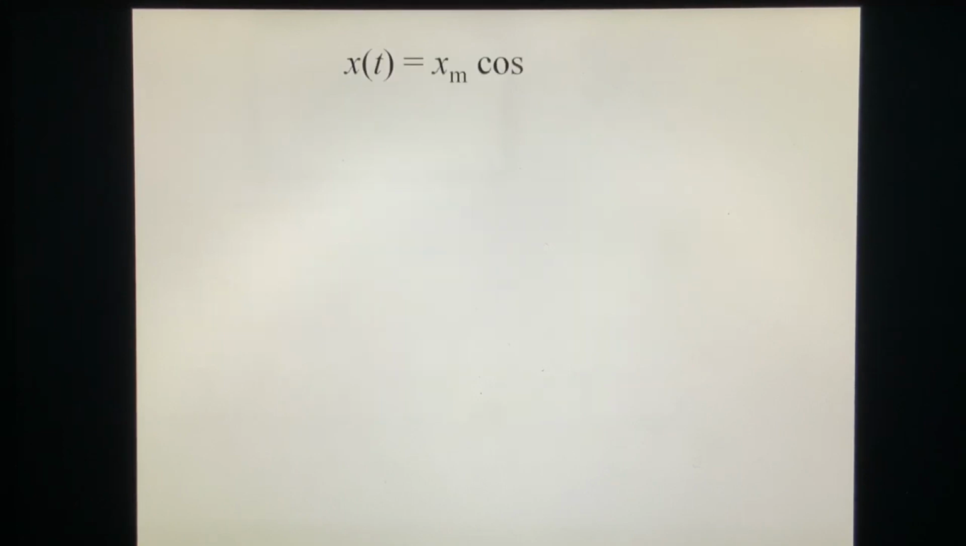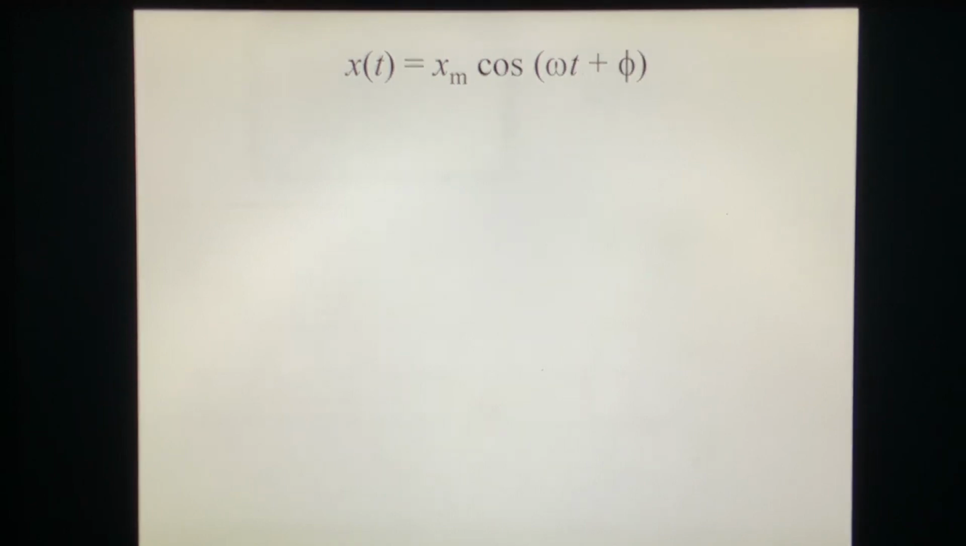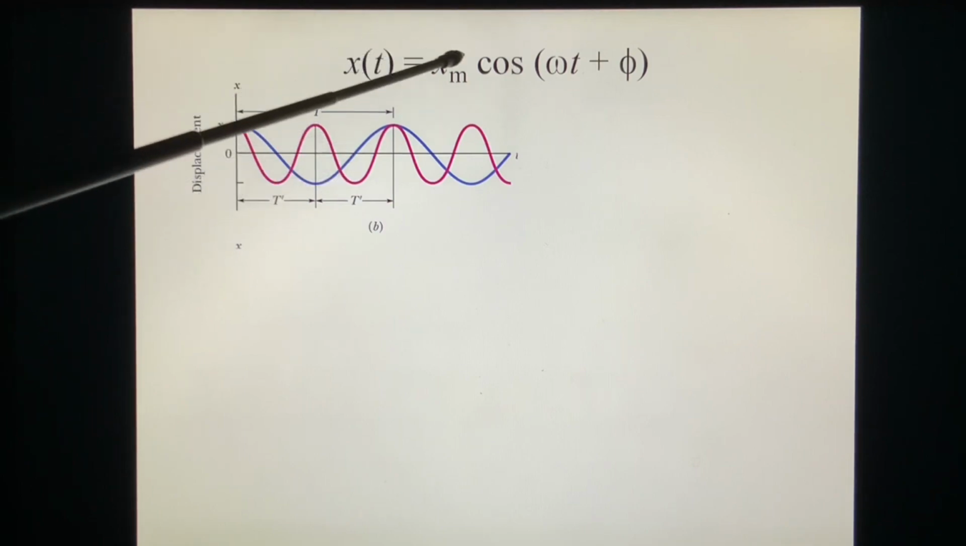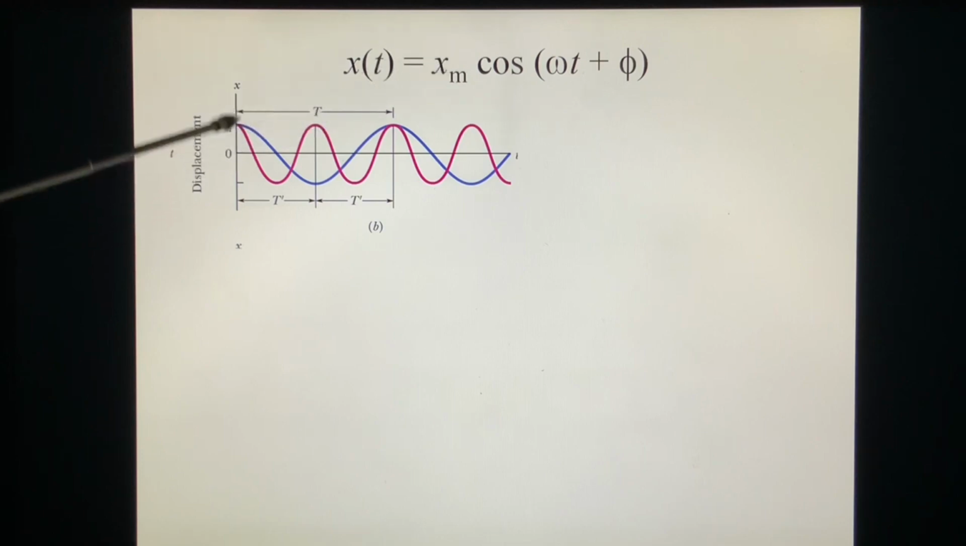So this is a simple harmonic motion. x at t equals xm cosine omega t plus phi. Now we look at these two, the blue one and the red one. Their xm are the same because the maximum displacements are the same. But the time for one cycle is different. The blue one has this T, the red one has this T prime. So the periods are different.